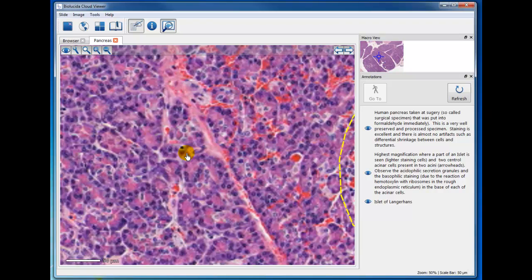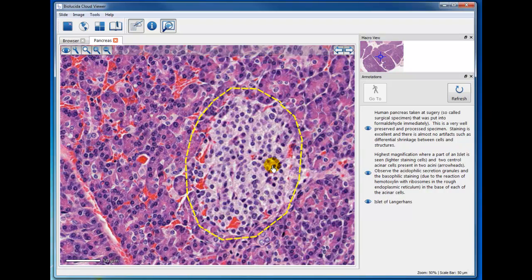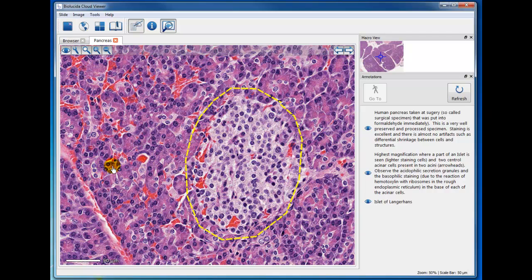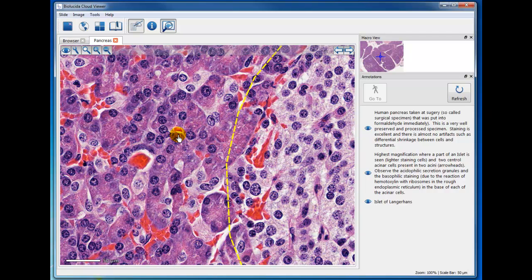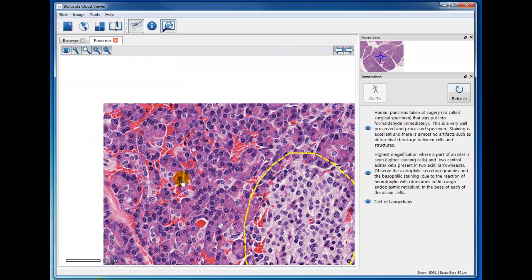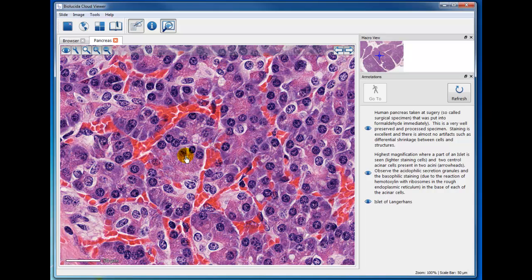But the difference here is quite dramatic, because everything is very well fixed, and you can see in the cells that you have the basophily reaction in the base of each acinar cell, and that's the location of the rough ER. And then you see the pink staining in the apical region of the acinar cells, and this is a pretty good example of an acinus here with the secretion granules and a central acinar cell in the middle of that.